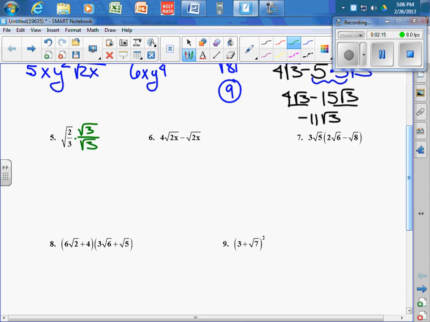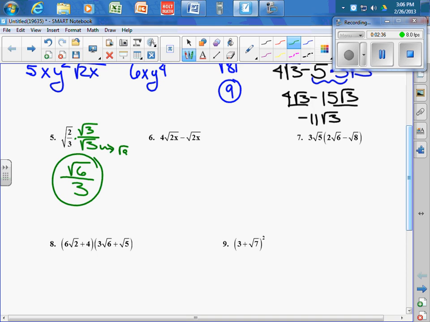Keep in mind, you have two different parts of the problem here. You have a numerator. What's in it? Radical 6. You have a denominator. What's in it? Radical 3 times radical 3 is radical 9. The square root of 9 is 3. Radical 6 over 3.